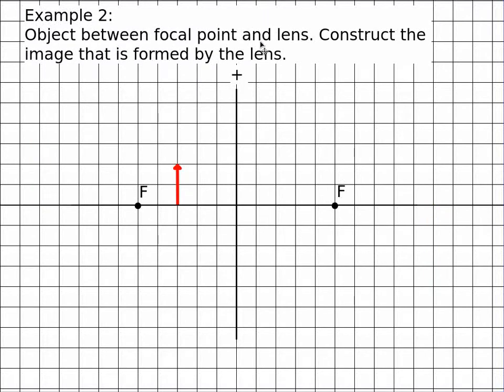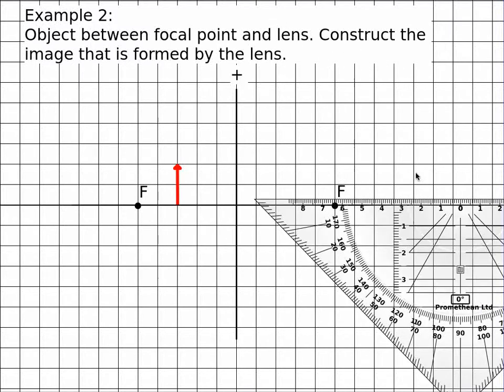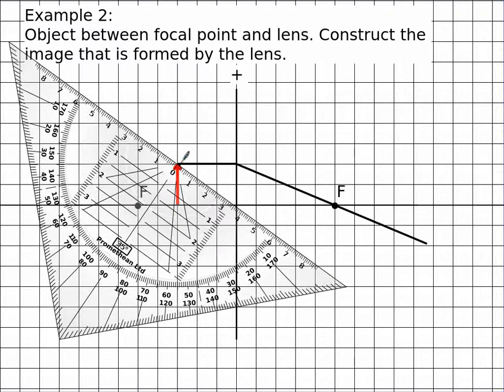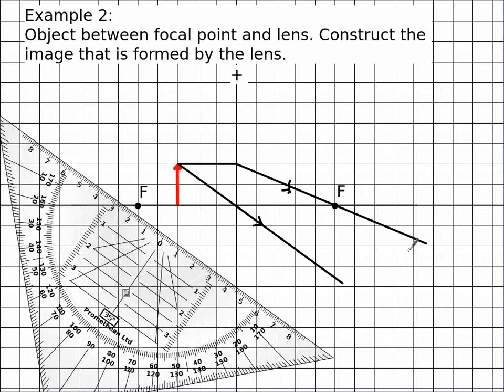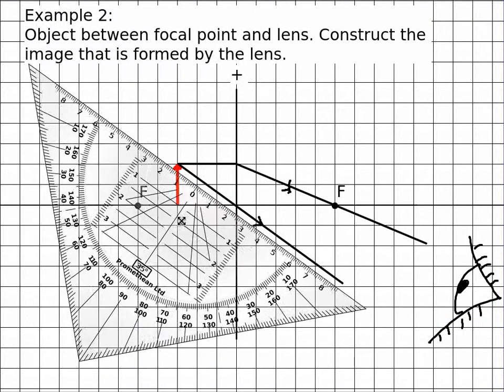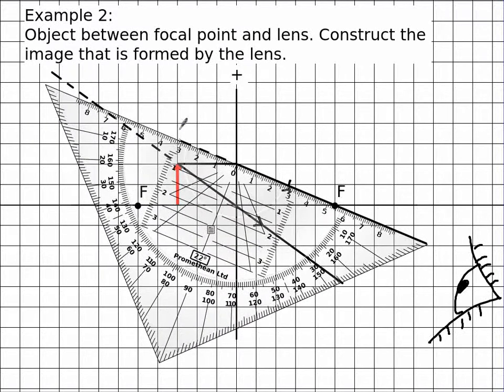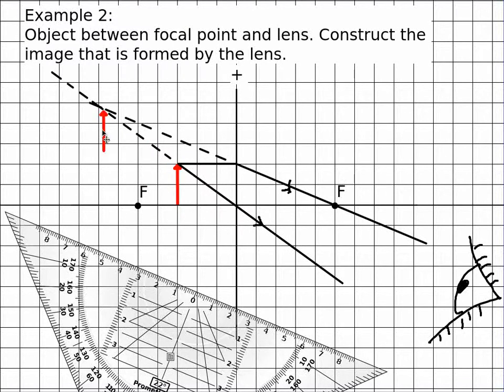Example 2. The object is between the focal point and the lens. Construct the image that is formed by the lens. Now you can see these two principal rays will never meet. But if your eye is here, your eye can form an image on the retina. To know where the image will be formed, we will extend the two rays to the other side, and we will see they will be appearing to be coming from this point. This is where an image is formed.